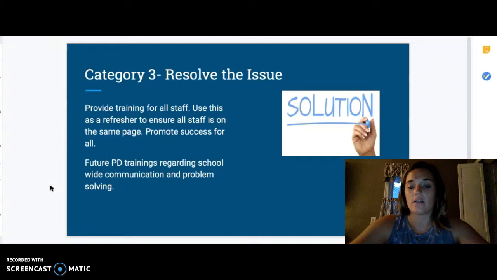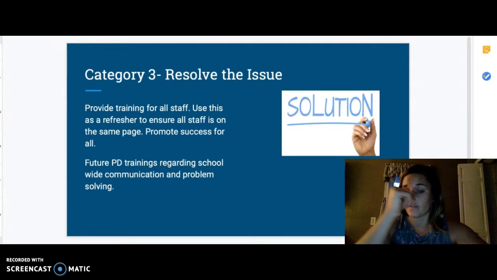This would be, how can we go about fixing the situation for now, and then how can we continue to make sure this does not happen again. Not even just with Mrs. Horton, but any other teachers in the school. So providing training for the staff members, using PD appropriately, being effective with it, promoting the success of all students and staff members and the families within the school.